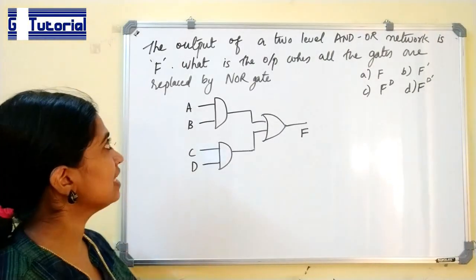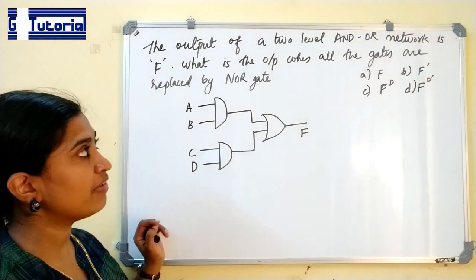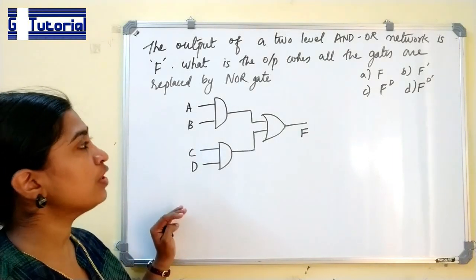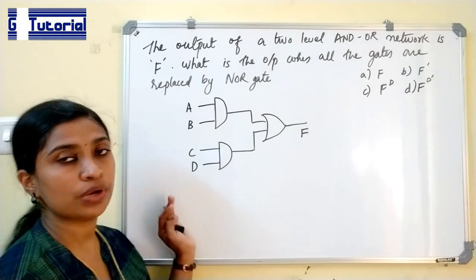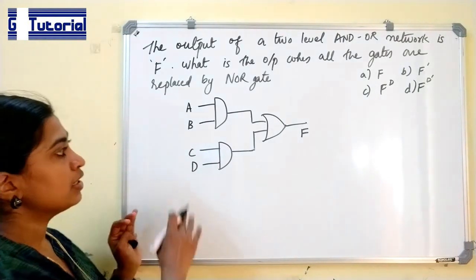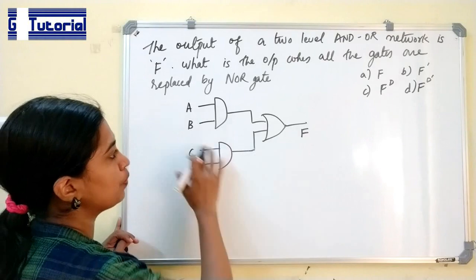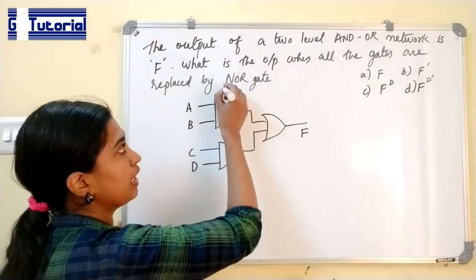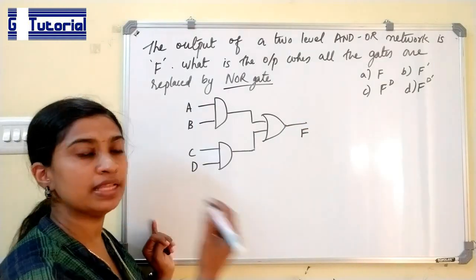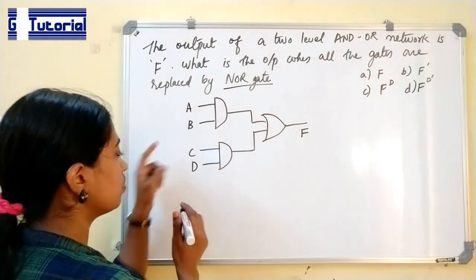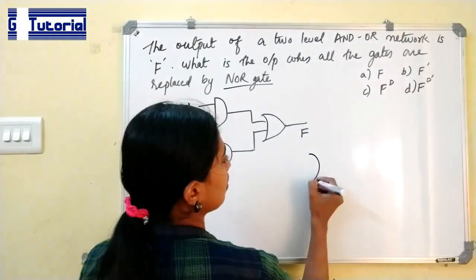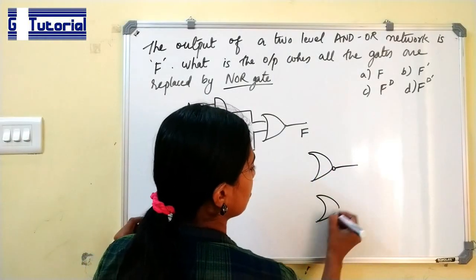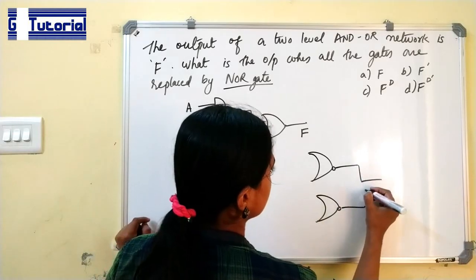Next question. The output of a two-level AND OR network is F. What is the output when all the gates are replaced by NOR gates? If the output of this network is F, and all the gates are replaced by NOR gates, then what will be the output? So let us redraw the figure. We are replacing each and every gate by a NOR gate.